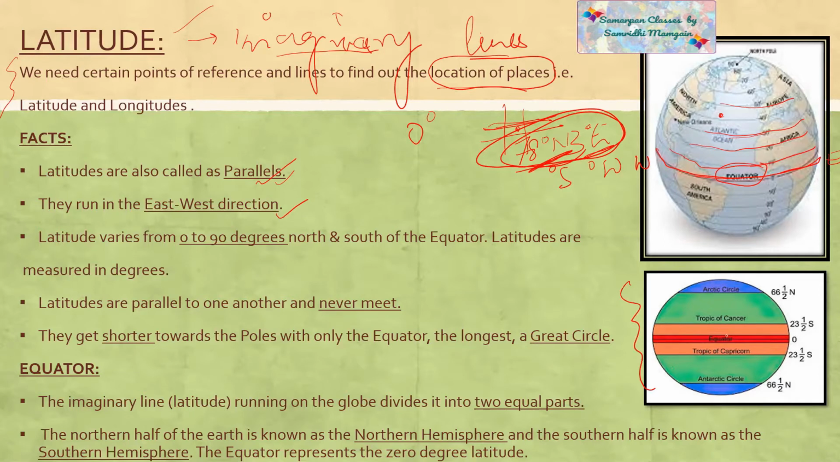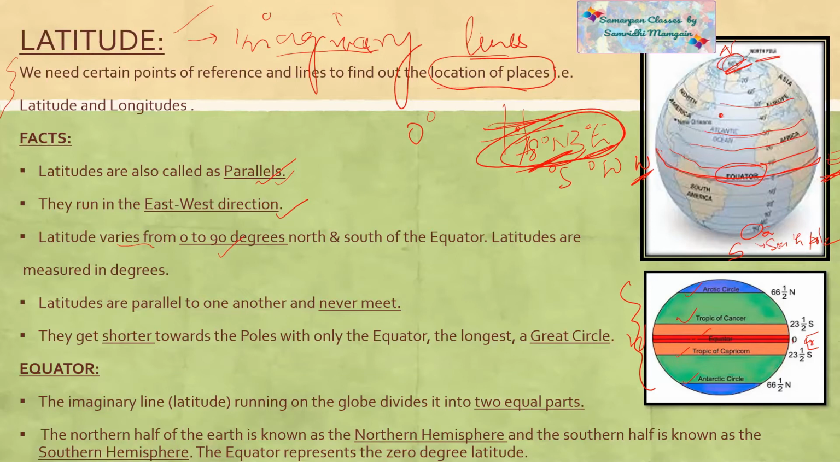In this picture, 5 important latitudes are shown: the equator, Tropic of Cancer, Arctic Circle, Tropic of Capricorn, and Antarctic Circle. All run in the east-west direction. Also, the third point: latitude varies from 0 to 90 degrees. 0 degree latitude is the equator, and 90 degrees north is the North Pole. And 90 degrees south is the South Pole. So latitudes vary from 0 to 90 degrees north and south of the equator.